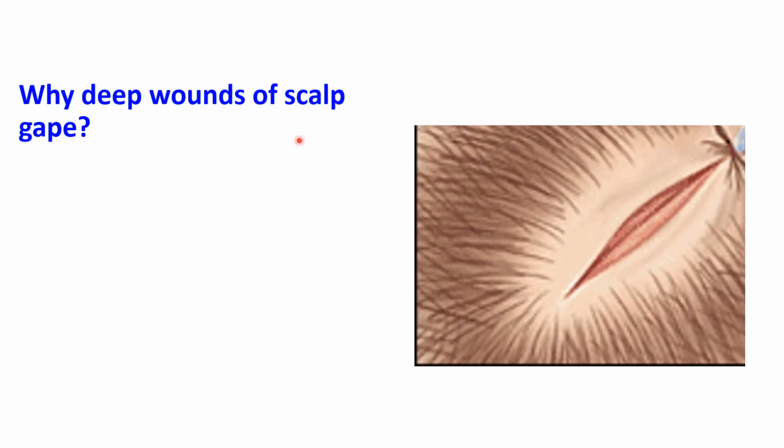Now, why do deep wounds of the scalp gape? Deep wounds of the scalp will gape if the epicranial aponeurosis is cut, and in which direction is it cut? If it is cut transversely, not vertically, right? So if there's a transverse cut in the epicranial aponeurosis, it will tend to gape. There will be a gap between the two ends of the cut, right?